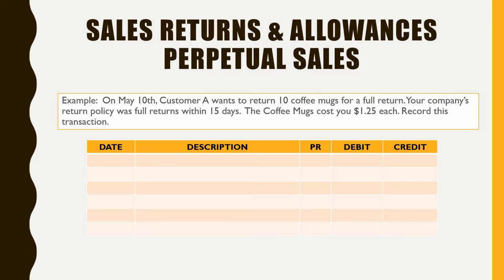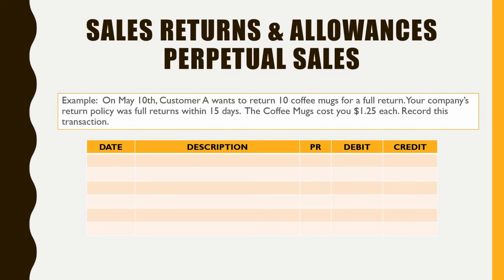Now, the example here is on May 10th. Customer A wants to return 10 coffee mugs for a full refund, okay? And your company store policy was a full refund within the first 15 days of purchase, okay? So the coffee mugs cost you $1.25 each. So how do we record this transaction?